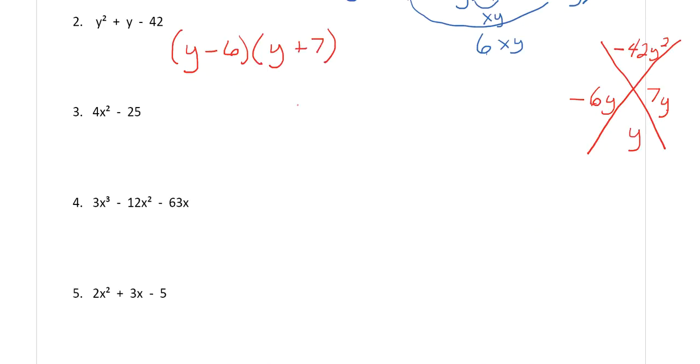And that is completely factored. Now for number 3. Not a trinomial. They do not have a GCF. So we're kind of stuck. We need to think about those special cases. And hopefully we notice that both of these are perfect squares.